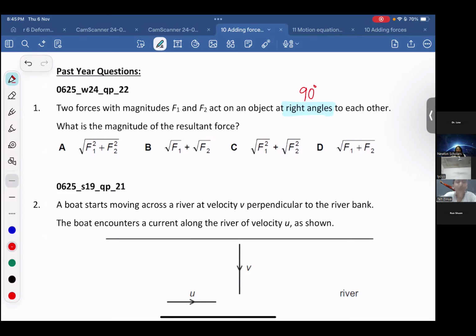Zihua correct. Let me have a look. Megan correct. Crystal correct. So our answer will be A. Pythagoras theorem. Okay, Pythagoras. Teresa, yes. So this method is easy.